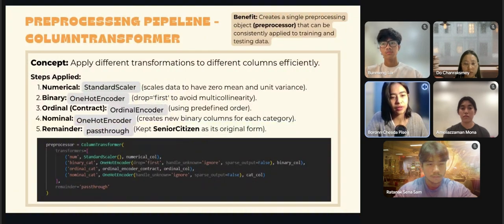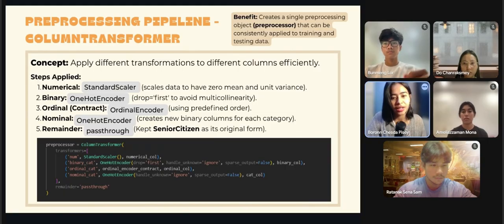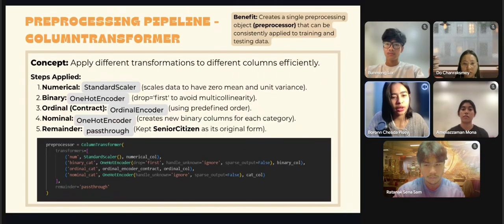For the numerical data, we use the standard scaler to scale data to have zero mean and unit variance. For binary data, we use one hot encoder, and we drop first to avoid multicollinearity. For the ordinal, we use ordinal encoder. For nominal data, we use one hot encoder, which creates new binary columns for each category. And finally, for the remainder data, we use the passthrough, which is the senior citizen, so we keep that in the original form.